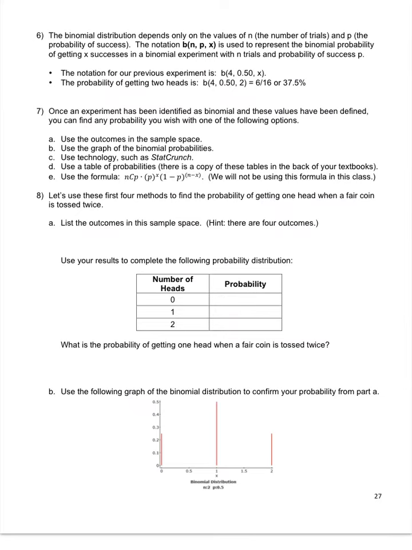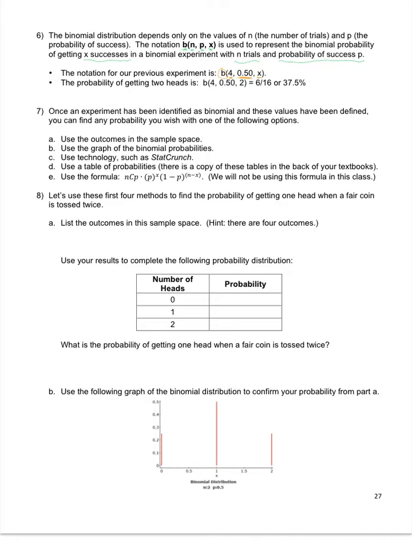Okay, number 6, the binomial distribution depends only on the values of n, which is your number of trials, and p, the probability of success. So we have notation for this. It's b for binomial, n for the number of your trials, p is for your probability of success, and x is going to count the number of outcomes or successes you're interested in. So this notation is used to represent the binomial probability of getting x successes in a binomial experiment with n trials and probability of success p. So the notation for our previous experiment, again, here's the b for binomial, 4 coin tosses, probability of getting heads was 0.5. This is somewhat generic right now because we didn't specify a value of x.